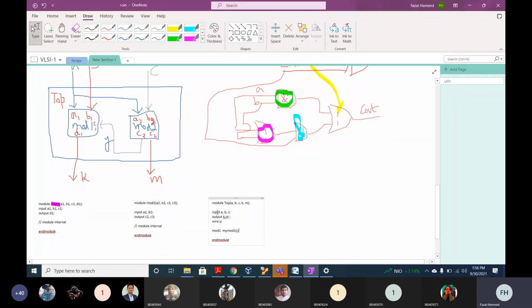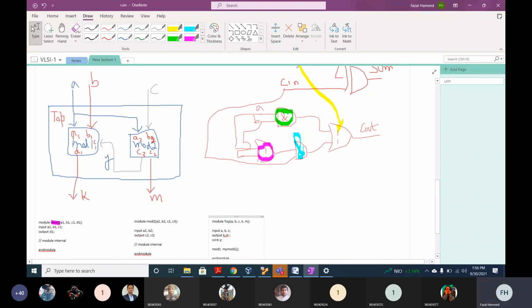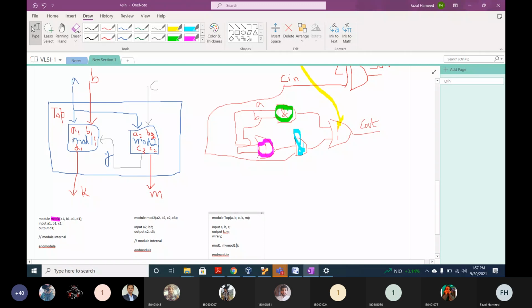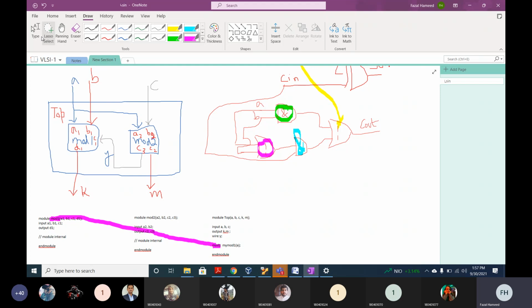the first signal A1 of mod 1, this is internal to the mod 1 module. But this A1 is connected to which signal of the top module? A. So this is my mod 1 module here, and the first signal is connected with signal A. The second signal is B1. B1 should be connected with which signal of the top module? B.